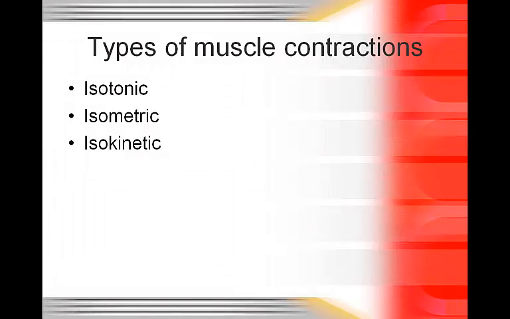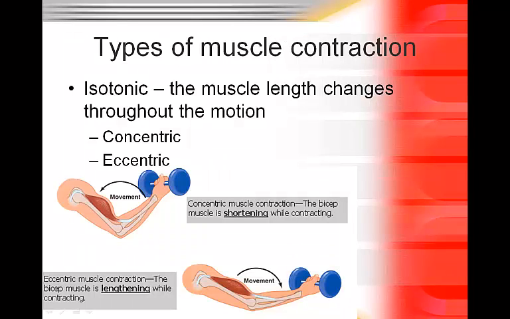All right, there's three types of muscle contractions. So isotonic, isometric, and isokinetic. So we'll go through each of those three. So isotonic muscle contractions are when the muscle actually changes length when you're performing an activity.